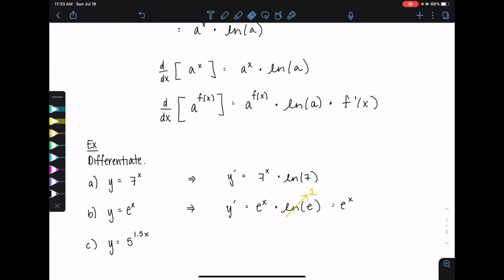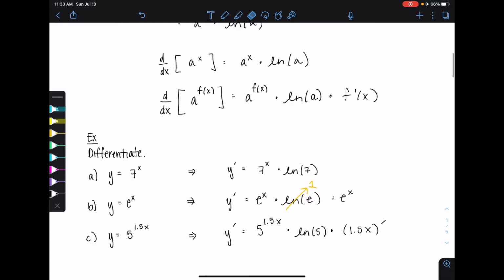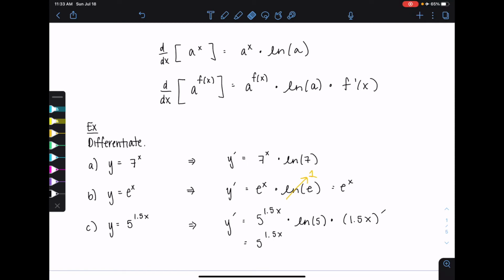If I want to differentiate 5 to the 1.5x, we're going to get exactly the same expression back. We times it by the natural log of the base, so I get natural log of 5 attached. Because I have something other than just x, my chain rule is telling me I've got to multiply by the derivative of that exponent. So ultimately I get 5 to the 1.5x, natural log of 5, and then a 1.5 from our chain rule.